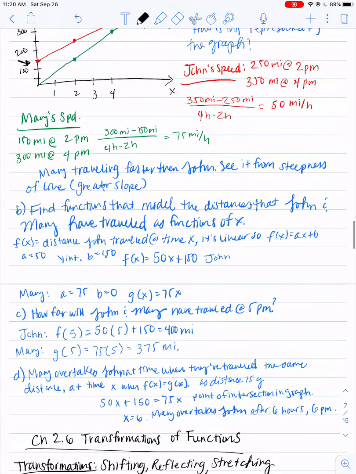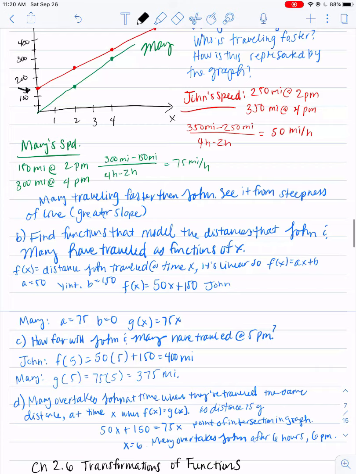And so if we solve for x, we do 75x minus 50x equals 150. And then if we divide 150 by 25, we get x equals 6. So Mary overtakes John after 6 hours, or at 6 p.m.